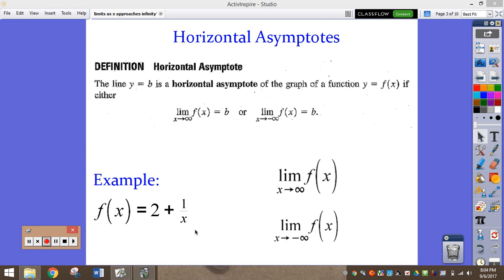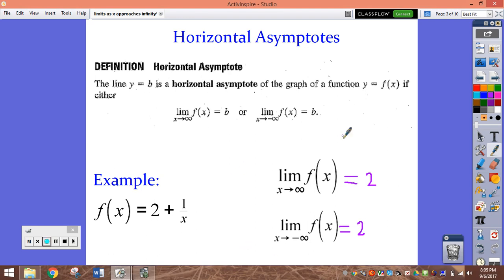And remember, the properties of limits allow us to evaluate the limit of each term separately and then add them together. So really, to evaluate the limit of this function, for both x approaches infinity and x approaches negative infinity, would just boil down to adding 2 plus 0, which is just 2. So both limits would be 2, which means that there is a horizontal asymptote at y equals 2.